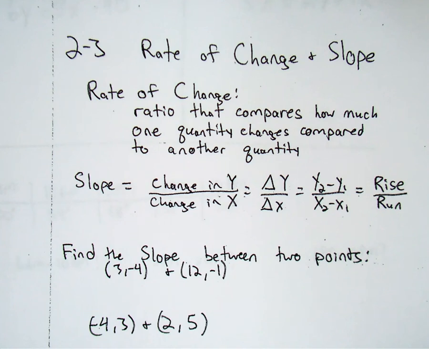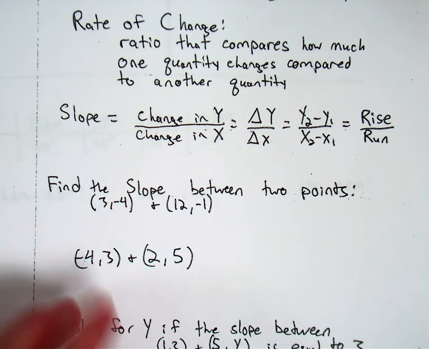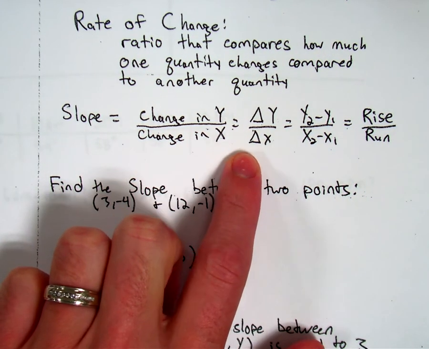Here we are with 2.3, rate of change and slope. The rate of change is defined as a ratio that compares how much one quantity changes compared to another quantity. Our biggest one that we know is slope: change in y divided by change in x. Sometimes you'll see it written as delta y over delta x.